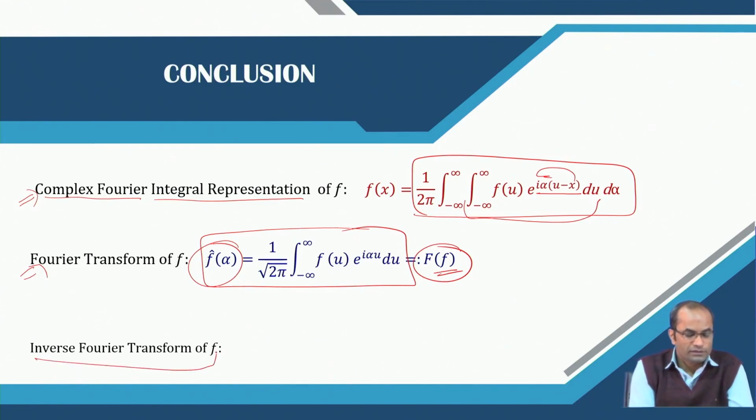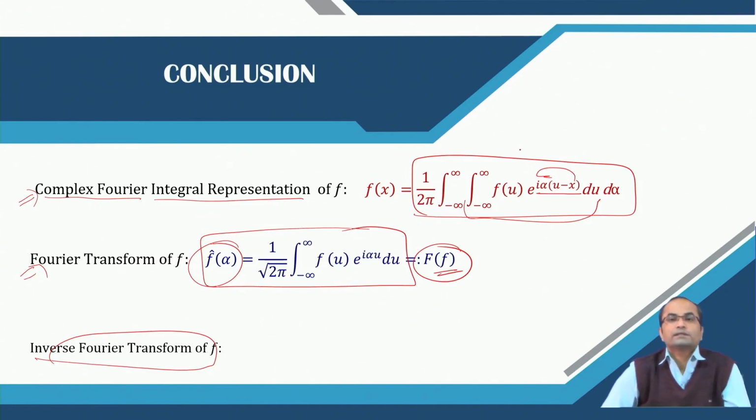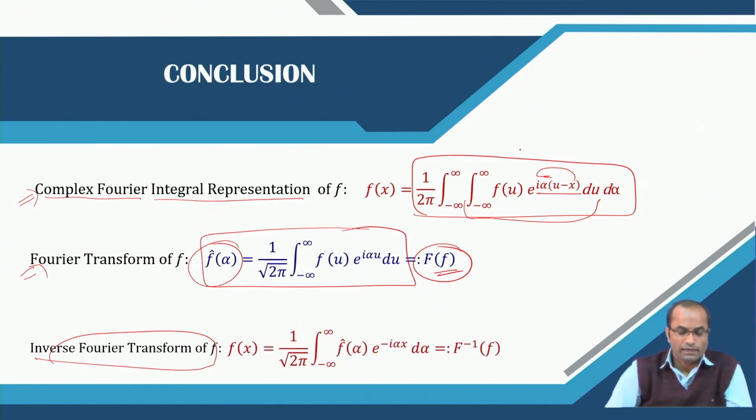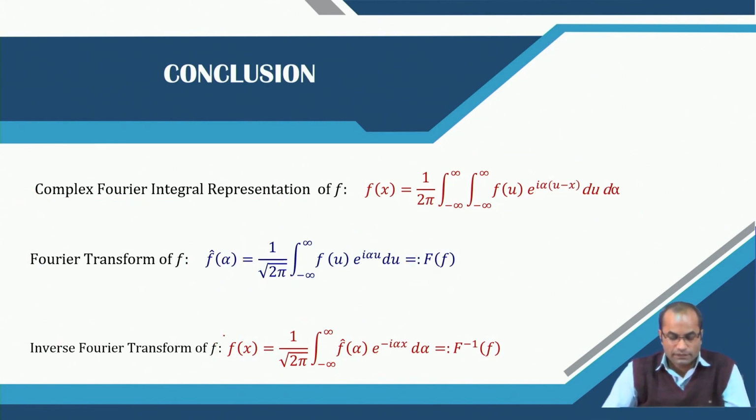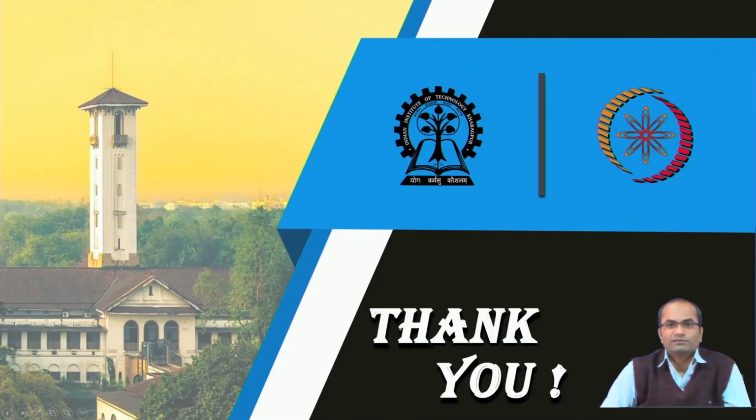The inverse Fourier transform can be defined with the help of this complex integral representation, which gives exactly f(x) when we substitute this f hat of α there and get back to f again. That is what we call the inverse Fourier transform, and this notation will be used for it. That is all for this lecture, and I thank you for your attention.